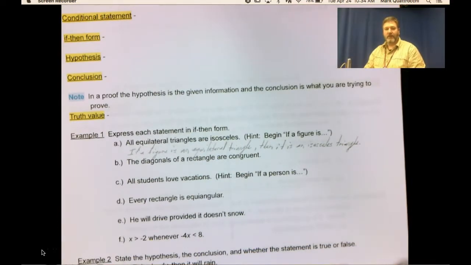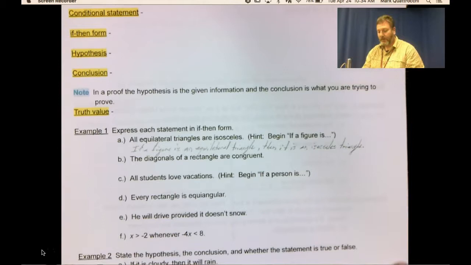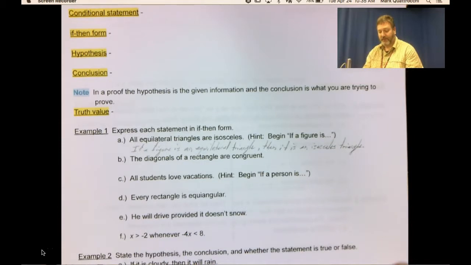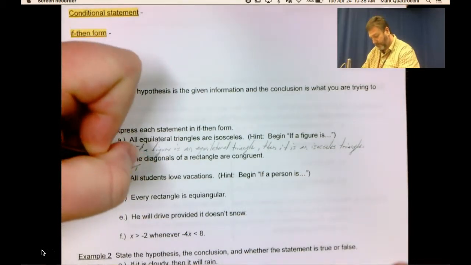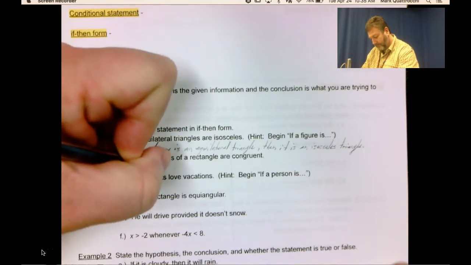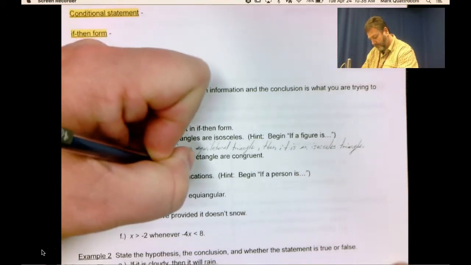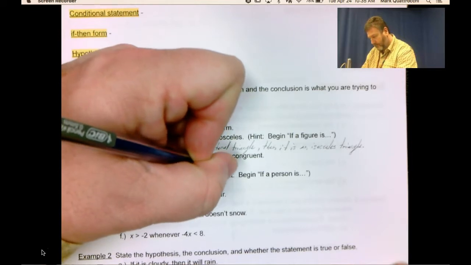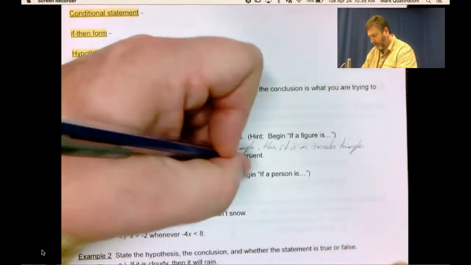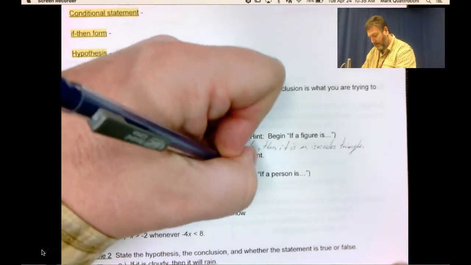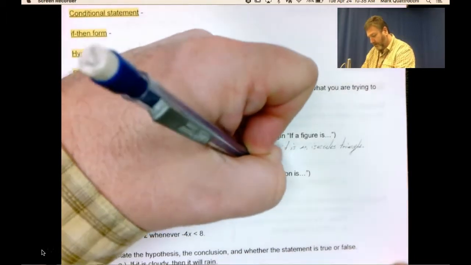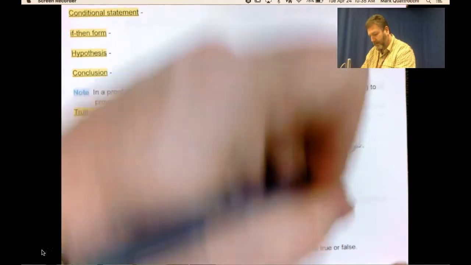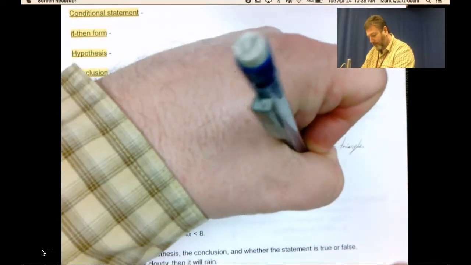The diagonals of a rectangle are congruent. I'm going to use the hint from part A. If a figure is a rectangle, then the diagonals are congruent.